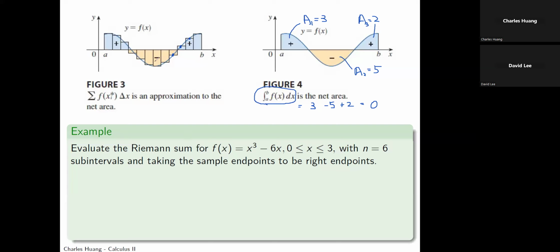And of course, the relationship between the Riemann sum and the actual integral is we have to do the limit as n approaches infinity, right? As the number of rectangles becomes very large, as I use an infinite number of rectangles to calculate the area.